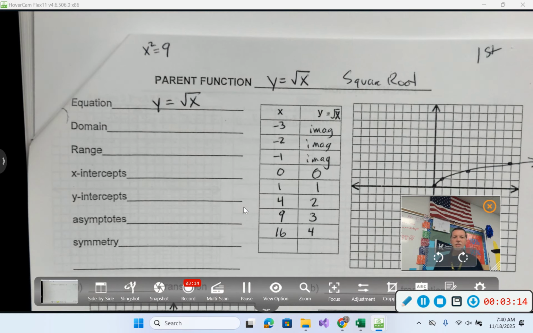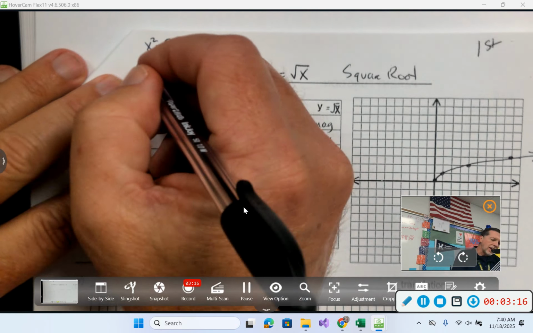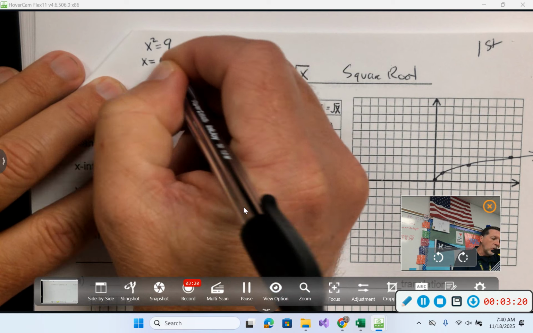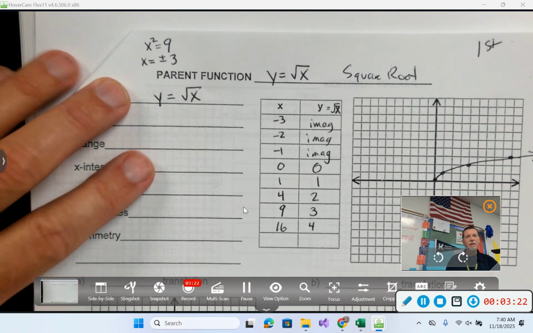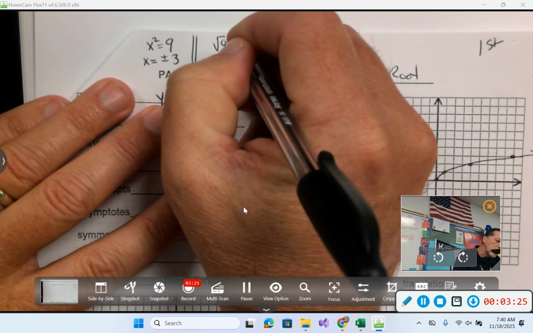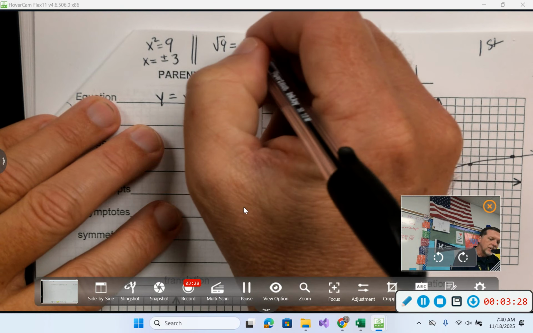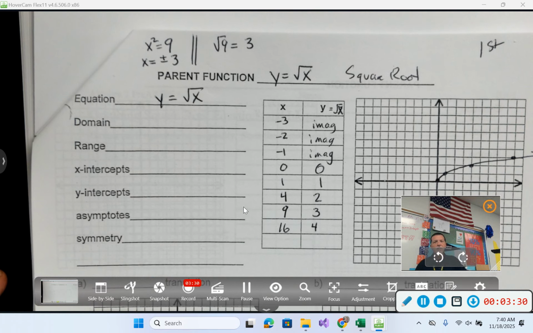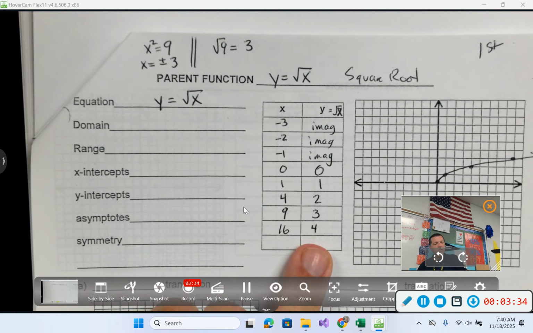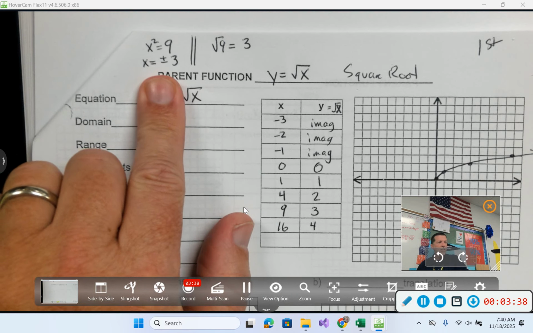If x squared equals 9, what does x equal? 3 or negative 3. But this is a separate question: what is the square root of 9 equal to? 3, not negative 3. Those are different things. The square root only gives you a positive answer. It doesn't return a negative value. If it's an equation, you could get 2 answers.